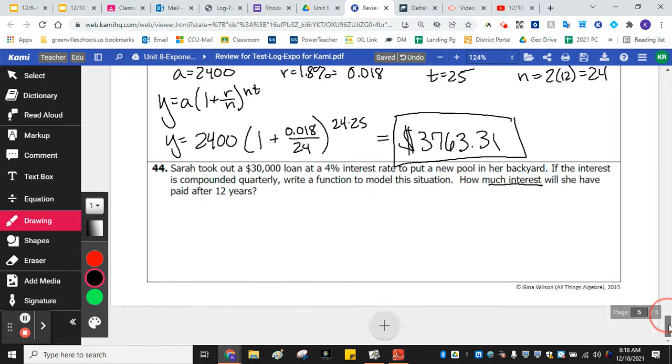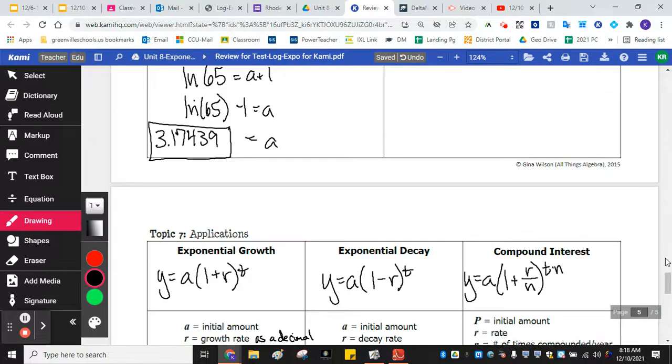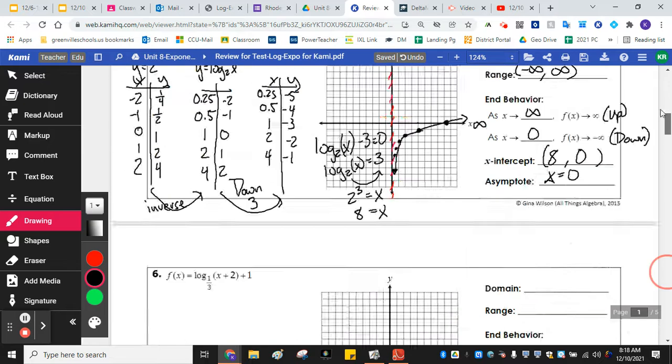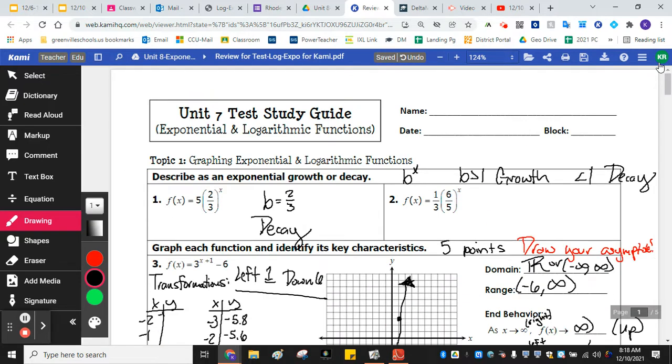Do all the evens, and we will go over them on Monday. Make sure this is all completed. We're going to turn it in completed on Monday for grade before we go over it. So attempt every problem.